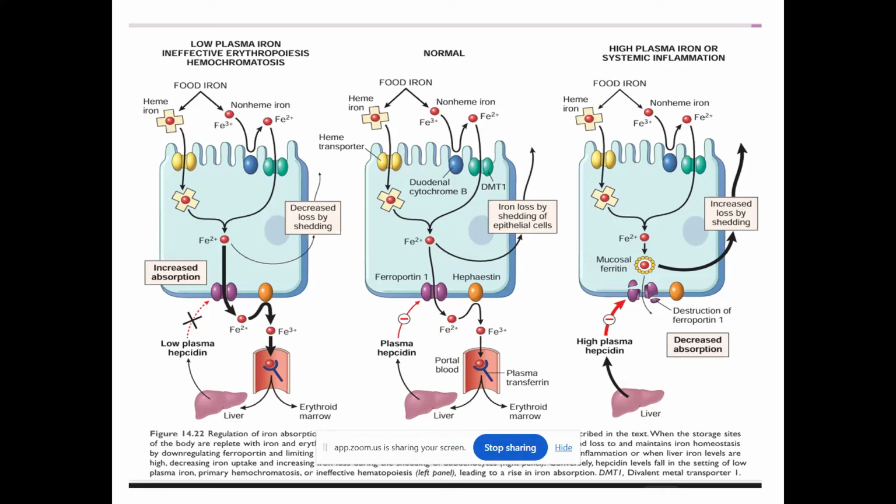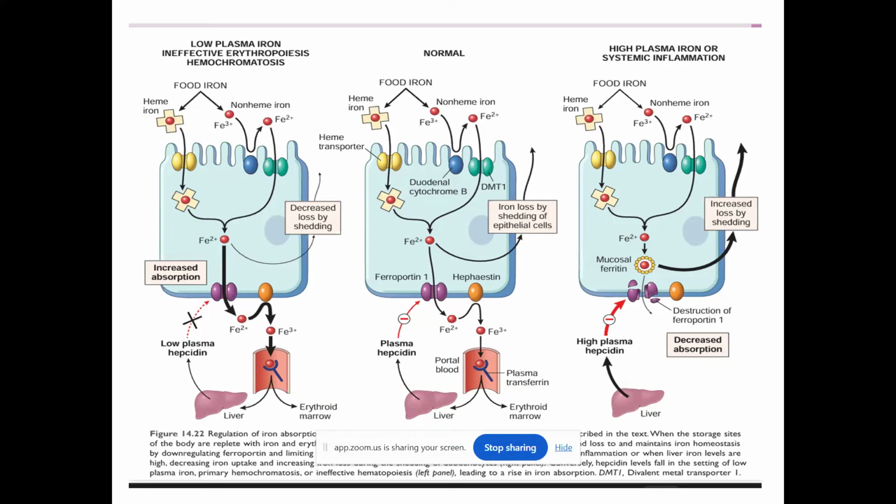enterocytes. So initially Fe3+ will be converted into Fe2+ by the duodenal cytochrome B. Then this Fe2+ will be taken up inside the enterocyte by the DMT1 protein channel. In the cytoplasm, Fe2+ goes out of the enterocyte into the blood through ferroportin. On the basolateral side, one more protein, hephaestin, will be there. This will convert Fe2+ into Fe3+, and this Fe3+ form is seen in the blood vessels.